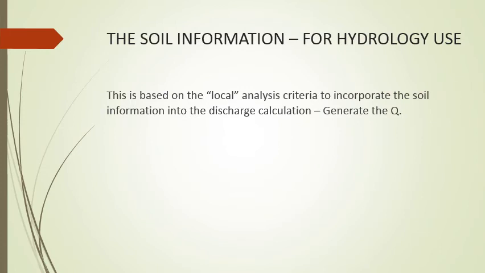The soil information, for hydrology use. Your local agency should provide the soil data for you to use in the hydrology analysis. The most common hydrology analysis method, the rational method, Q equals C times I times A, will need soil information. This soil information is particular for hydrology use. Please check with your local agency that will review and approve your hydrology report.